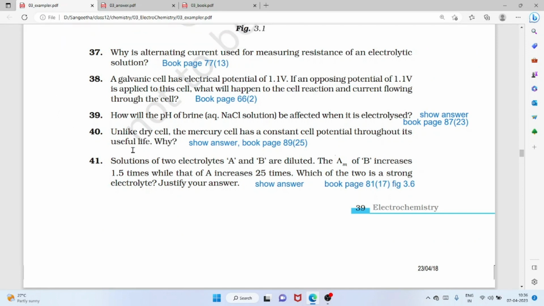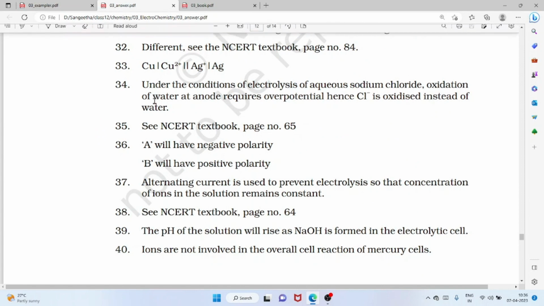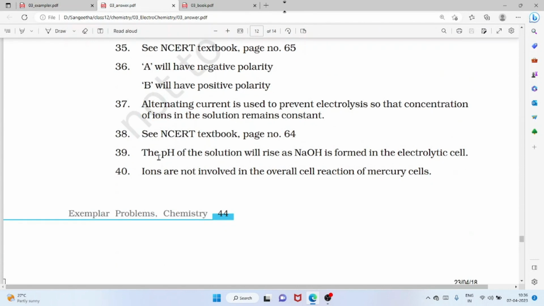How will the pH of the NaCl solution be affected when it is electrolyzed? The pH of the solution will rise as NaOH is formed in the electrolytic cell. NaOH is formed, that is why the pH will rise.